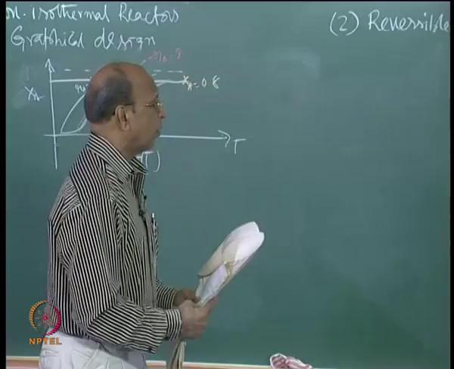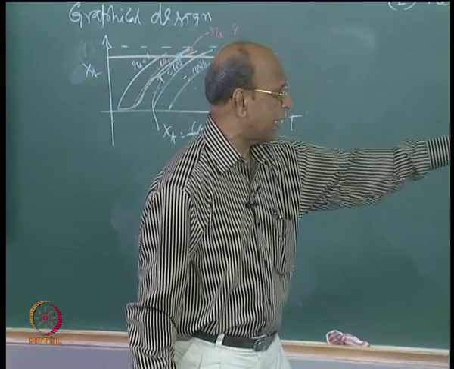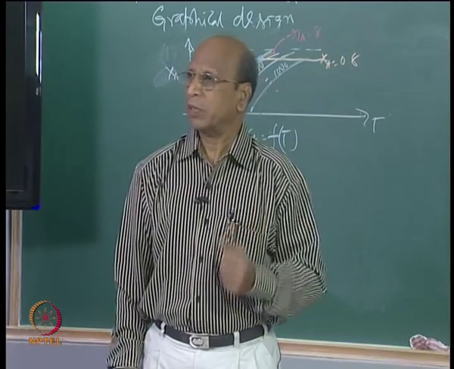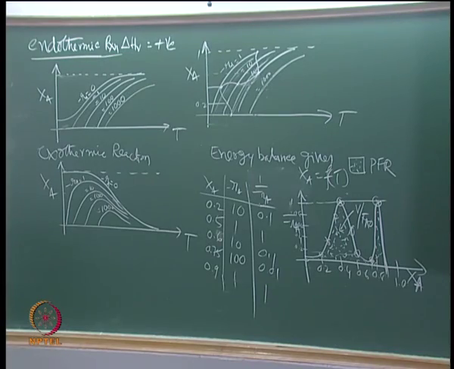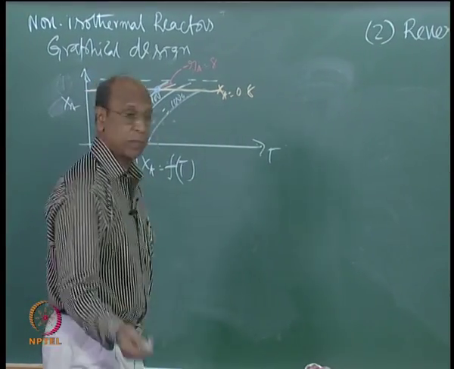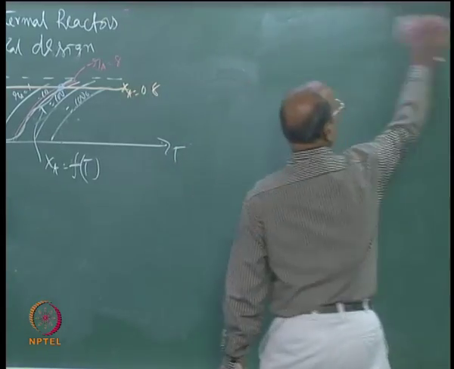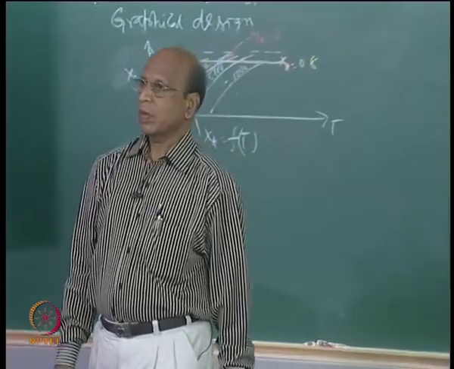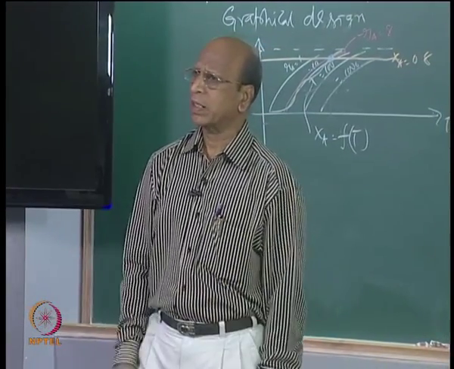Okay. So then, what did I tell? What is the meaning of writing there? Energy balance gives x as a function of temperature. What is the meaning of that? From the energy balance, we are finding a relation between x and T. That's all. And what kind of relationship can you expect?